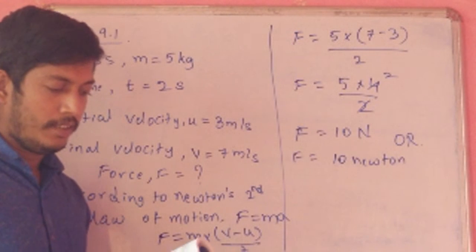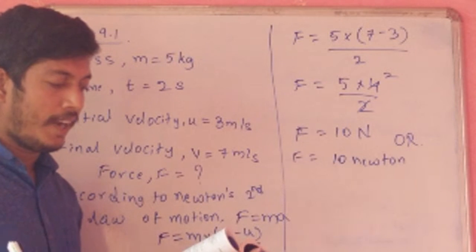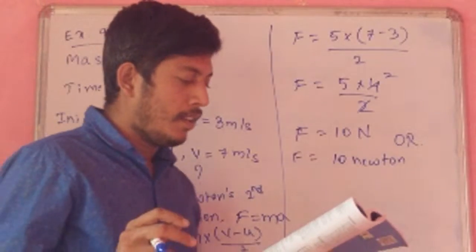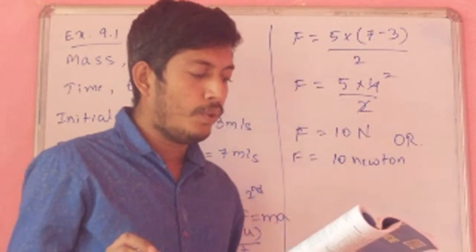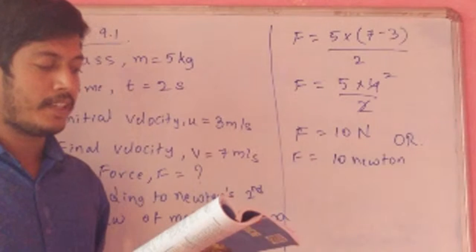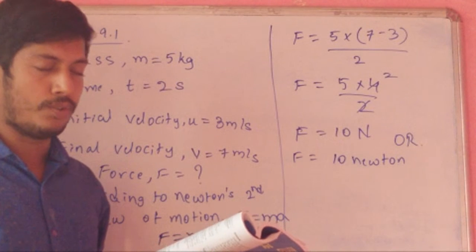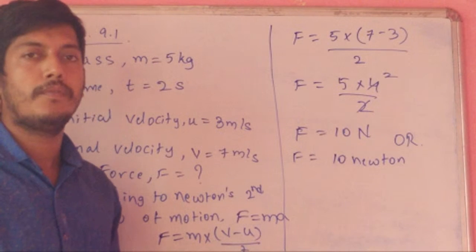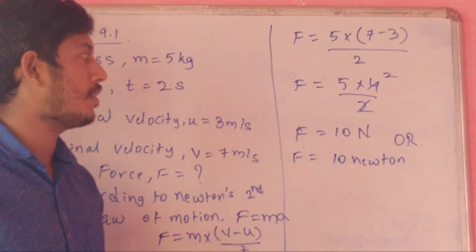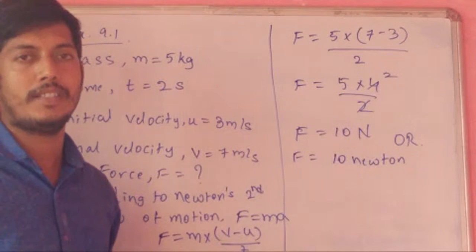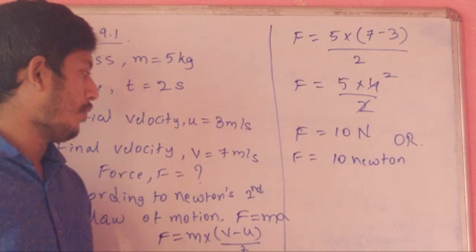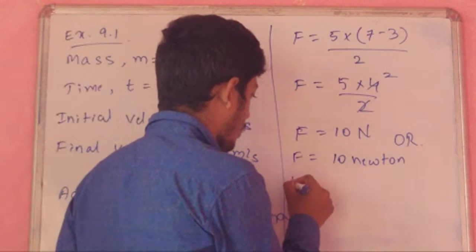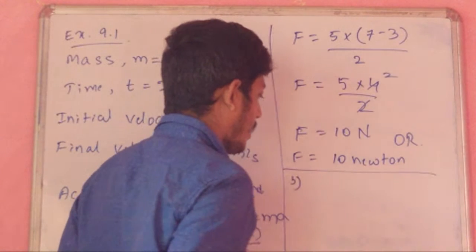The next one, in the second sub question: find the magnitude of the applied force. We just now found that as 10 Newton. Now if the force was applied for a duration of 5 seconds, what would be the final velocity? We have to find the final velocity by using the same force and a time of 5 seconds. For that, again we'll use the same formula. I'll consider this as part B.